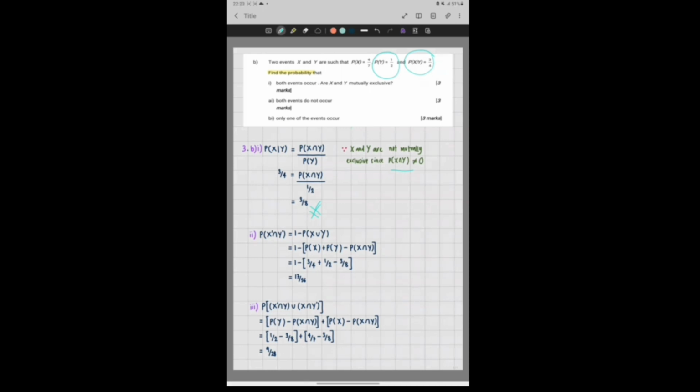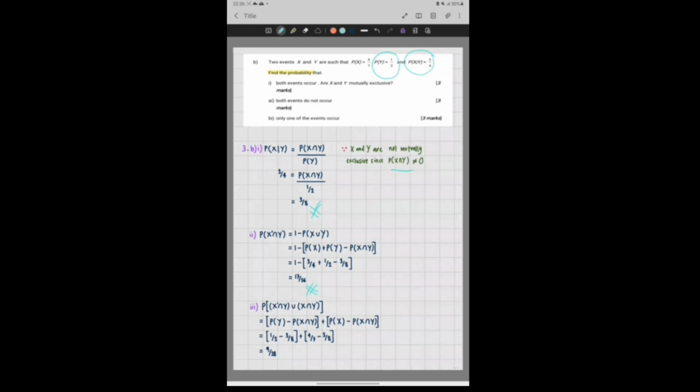2 Roman, probability x prime intersect y prime equals 1 minus probability x union y, which is 1 minus probability x plus probability y minus probability x intersect y. And then just add them in the formula. So calculate, then the answer is 17 over 56.